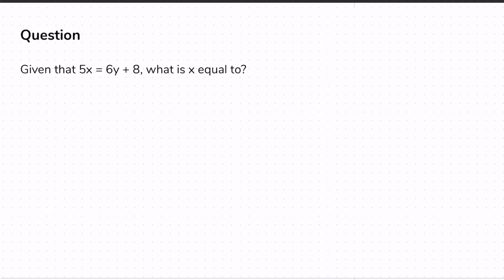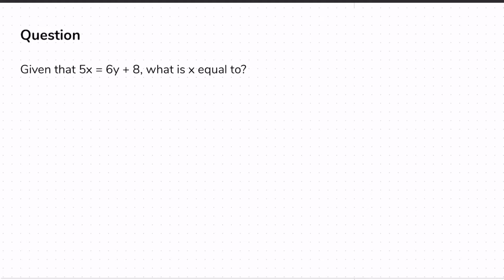Now, in this question we're given x in terms of y, and what that means is I have x's on one side and y's on the other side. This question is asking what x is equal to. Another way this might be phrased is write the equation in terms of x. At the moment it's x in terms of y, but we're going to do it in terms of x. So we need to rearrange this equation.